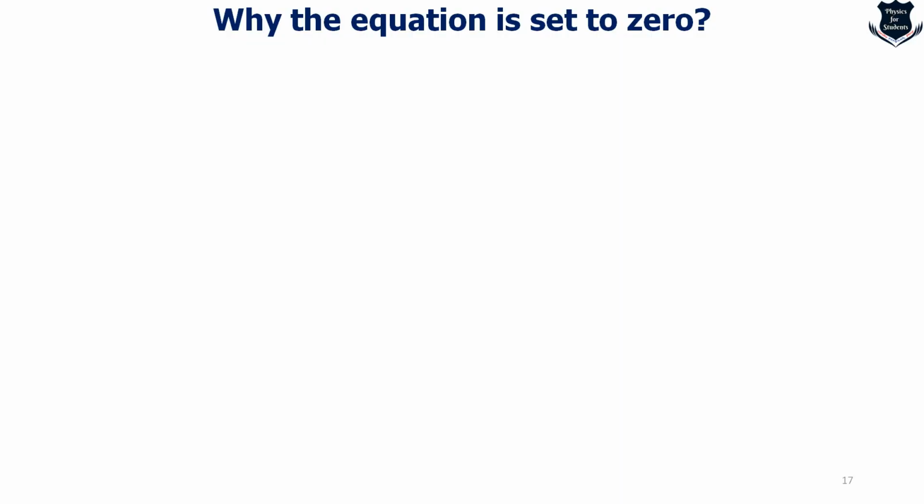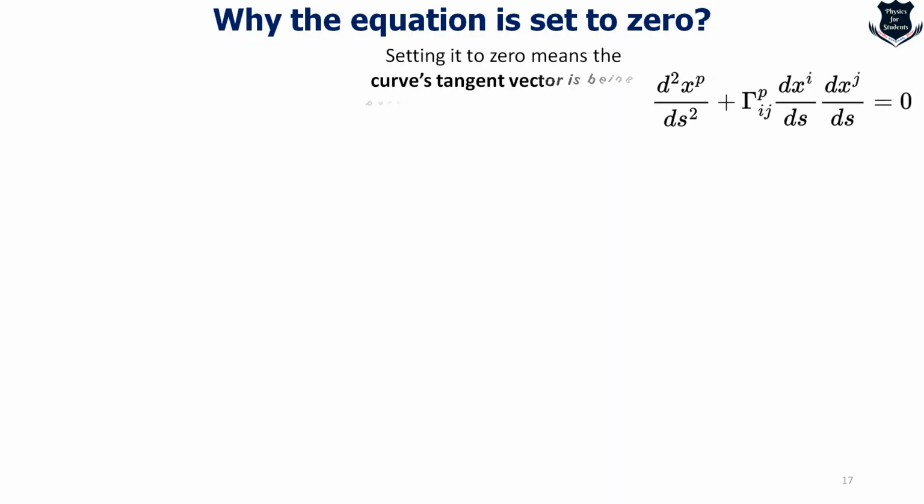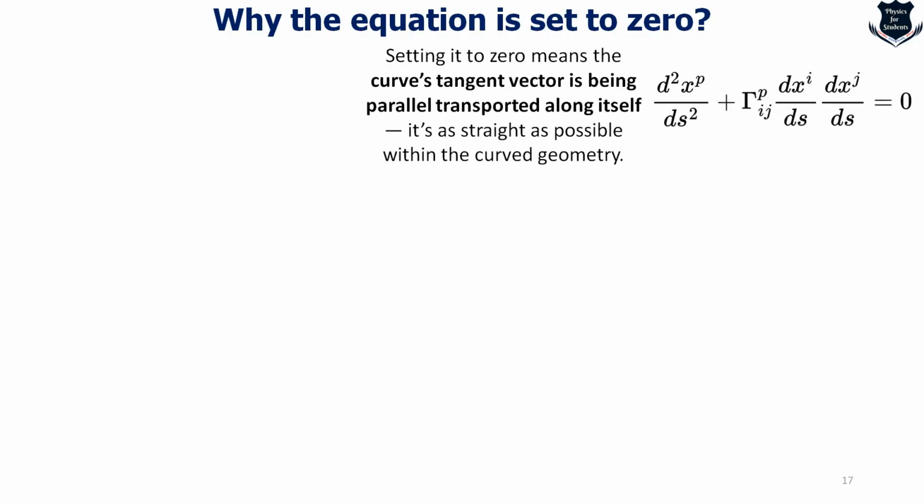Now let us come to the next concept. Now when we set it to 0, as I told you, it actually technically means that the curve's tangent vector is being parallel transported along a surface as straight as possible. Now this requires attention. What do I mean by parallel transporting?